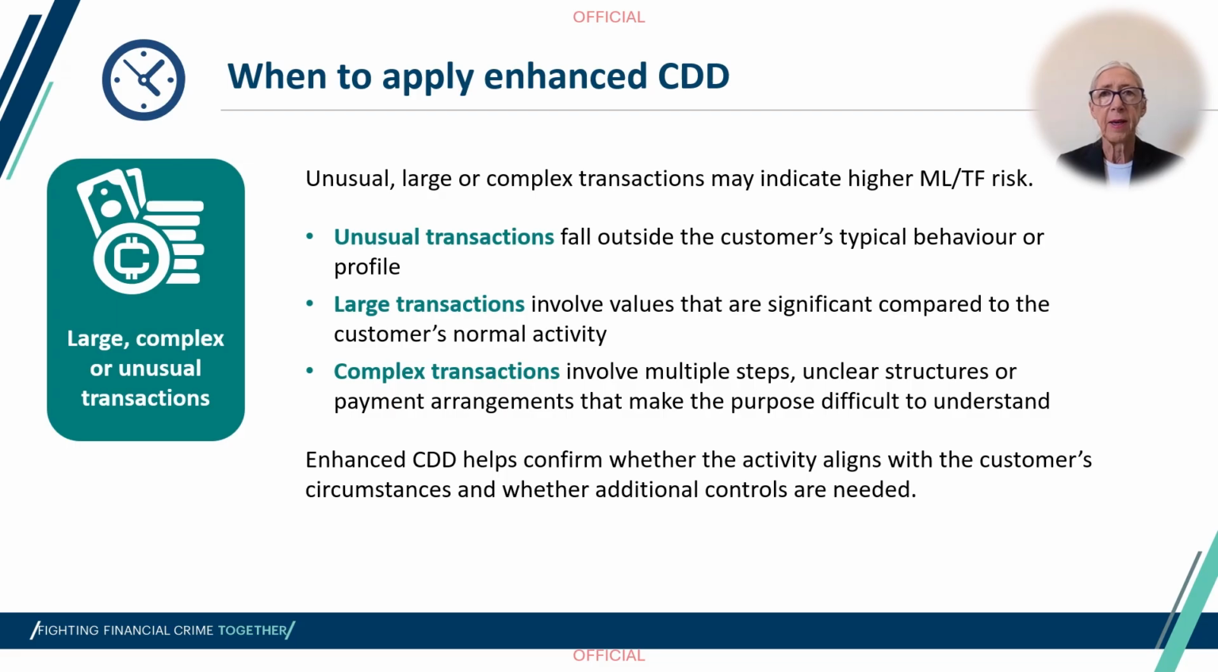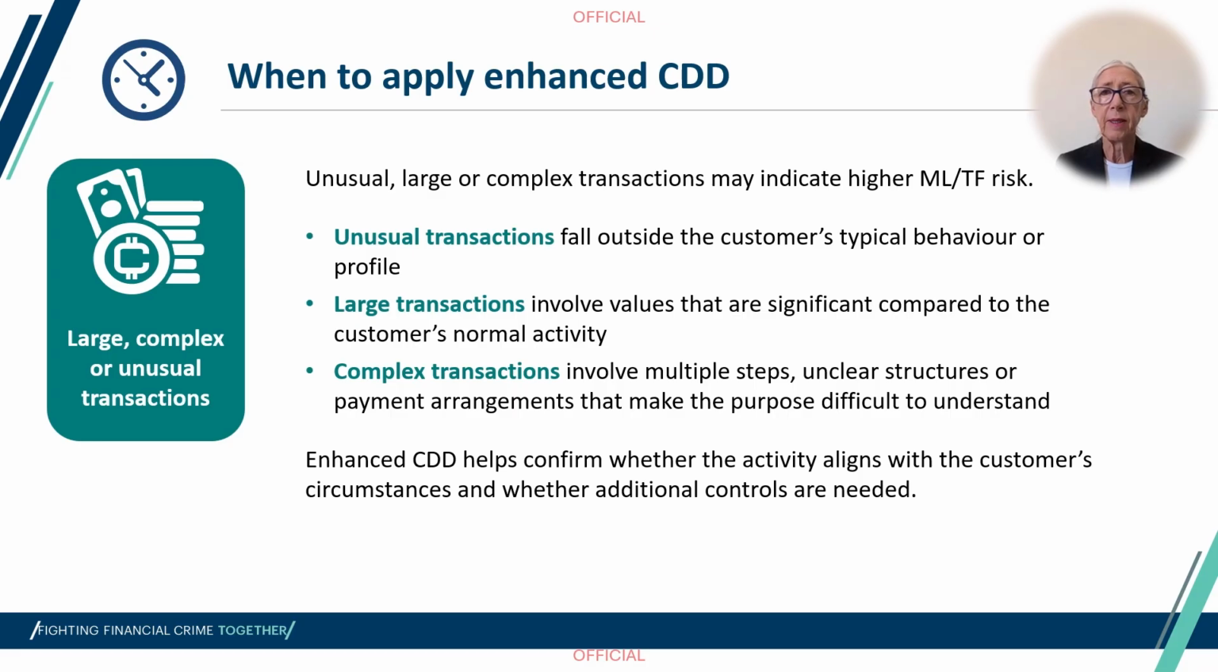In each case, enhanced CDD helps you determine whether the activity is consistent with the customer's circumstances and whether additional controls are needed. Let's review an example. A real estate agency is assisting a customer to purchase a commercial property. During the process, the customer asks to restructure the transaction so the deposit is paid by an unrelated third party using multiple instalments from different accounts.